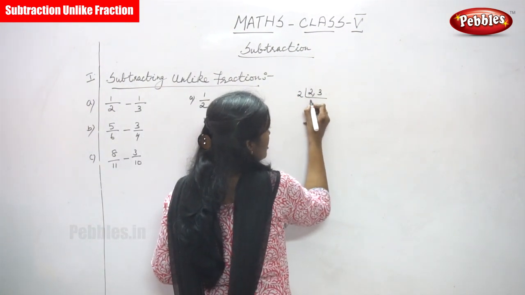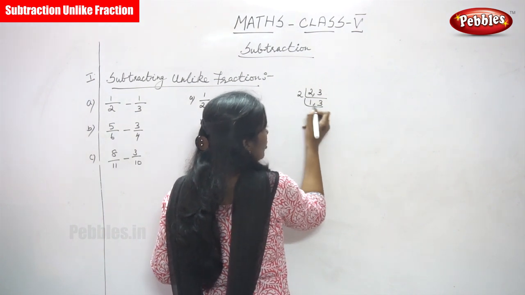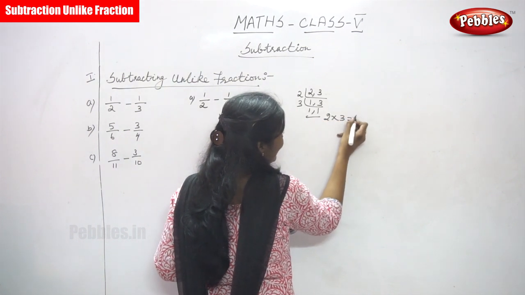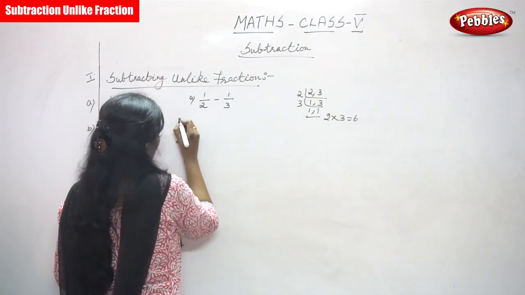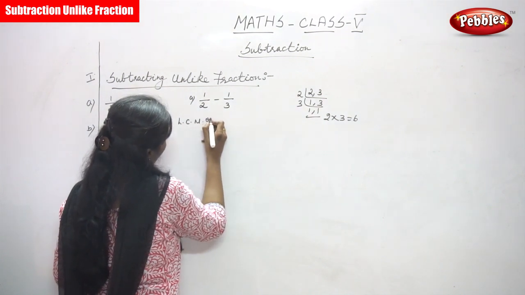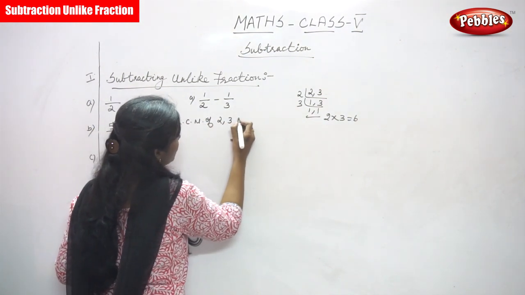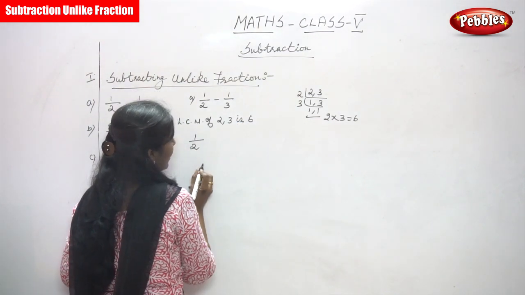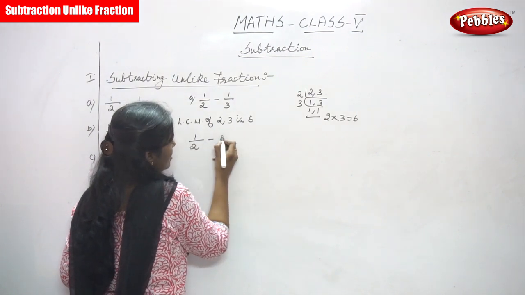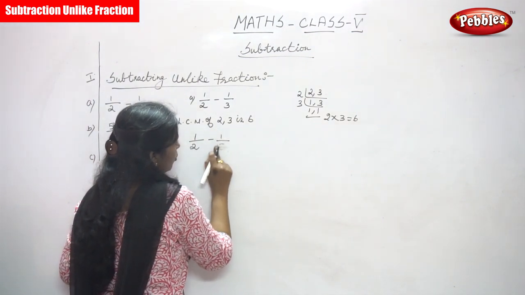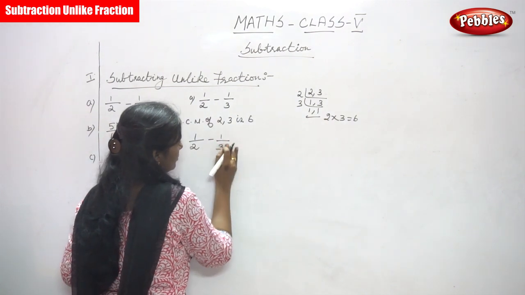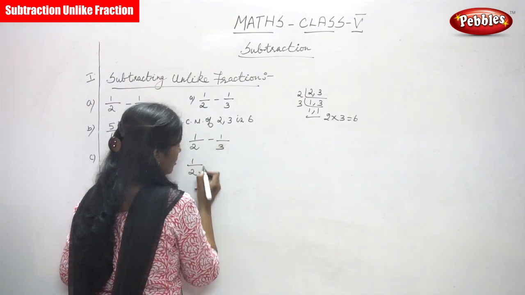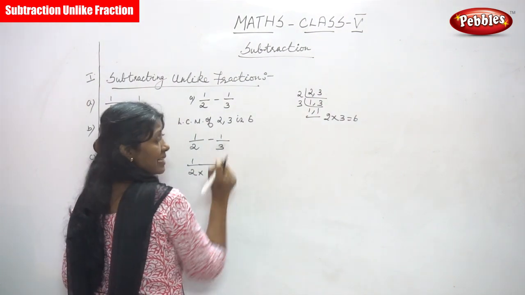So if you take 2, you can get only 1, and again 3, so 1, 1. So 2 into 3, you can get 6 as the LCM. So the lowest common multiple of 2, 3 is 6. So now look at the numbers, this 1 by 2 minus 1 by 3. So what I'm going to do, 1 by 2, I have to make this 2 as what? 6, because the LCM is 6.